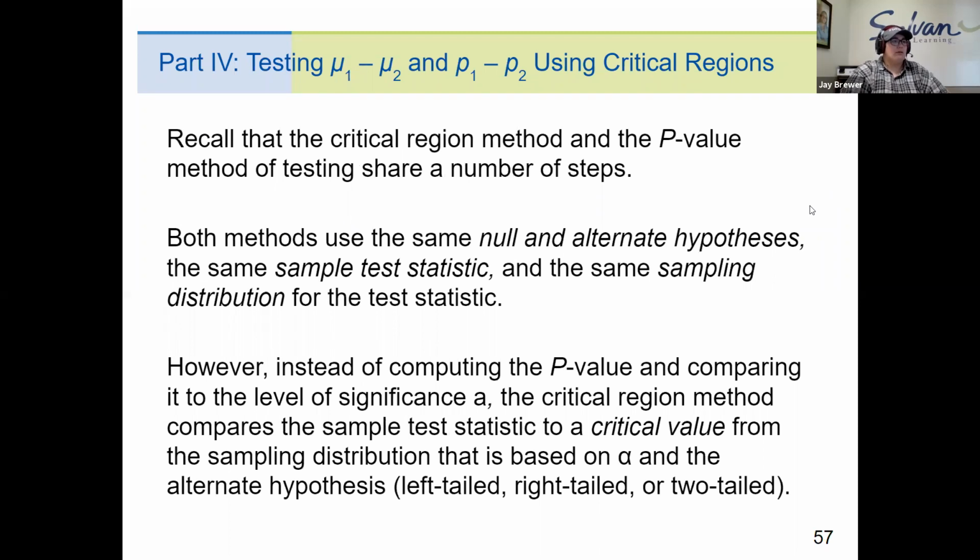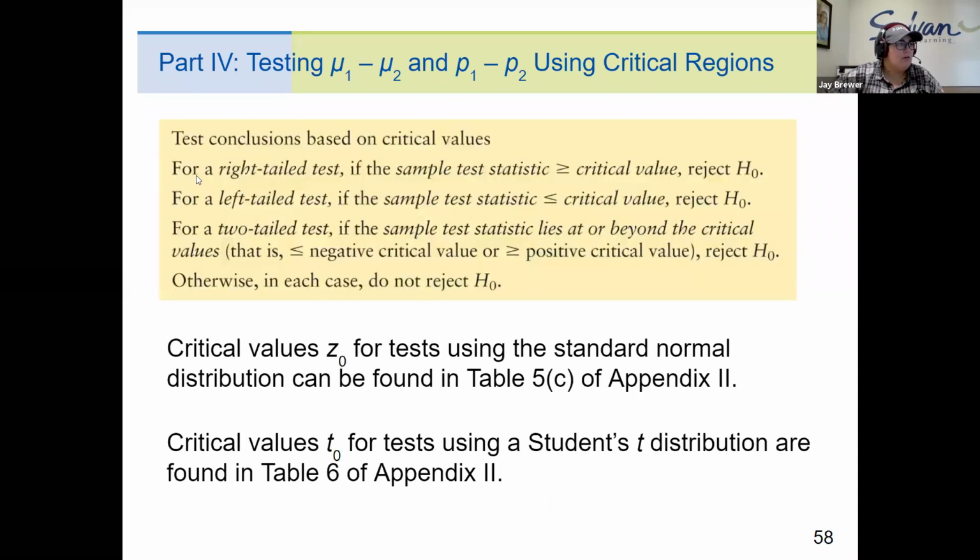Recall that the critical region method and the p-value method of testing share a number of steps. Both methods use the same null and alternate hypothesis, the same sample test statistic, and the same sampling distribution for the test statistic. However, instead of computing the p-value and comparing it to the level of significance alpha, the critical region method compares the sample test statistic to a critical value from the sampling distribution that is based on alpha and the alternate hypothesis: left, right, or two-tailed. Go ahead and pause the video so you can write the test conclusions on critical values statements up there.